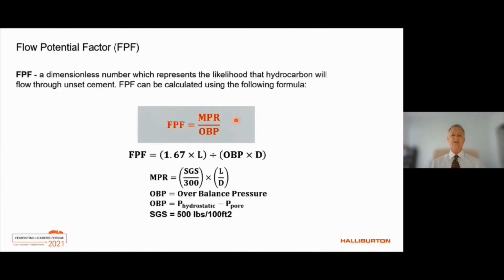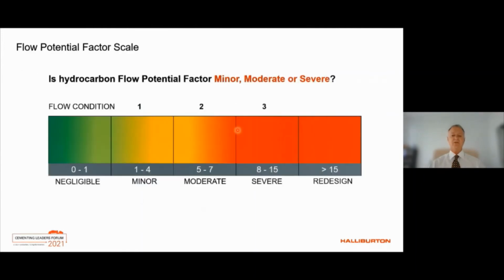The maximum pressure reduction is the same formula as we saw earlier to calculate the hydrostatic pressure loss due to static gel strength development in the cement at a gel strength of 500 pounds per 100 foot squared. That gives us the constant of 1.67. The overbalance pressure is the hydrostatic pressure minus the reservoir pore pressure. This calculation results in a dimensionless number that needs to be categorized for slurry and job tailoring to suit the specific condition.